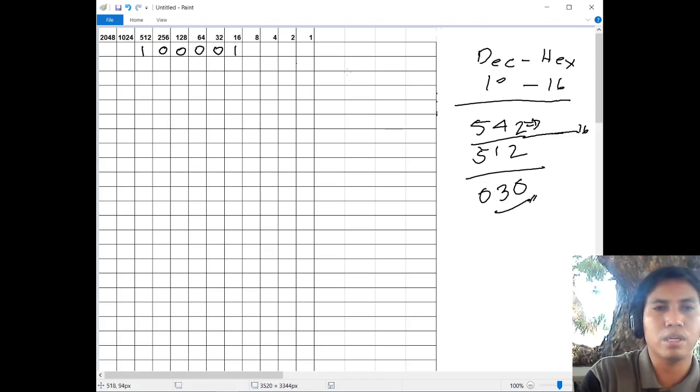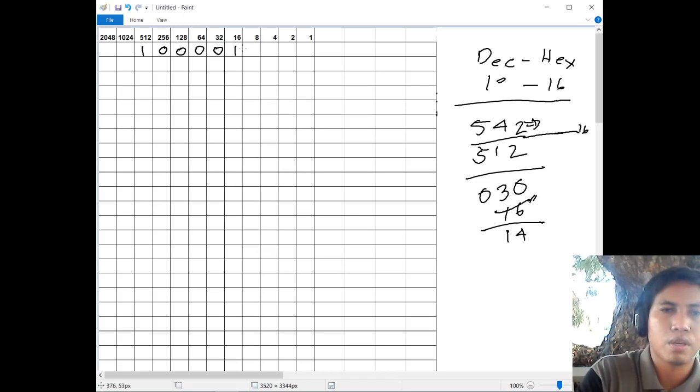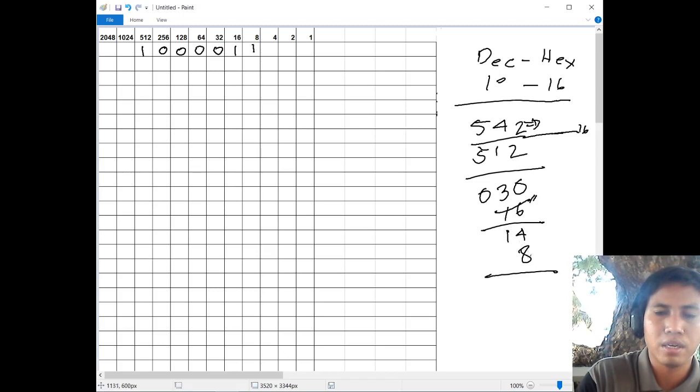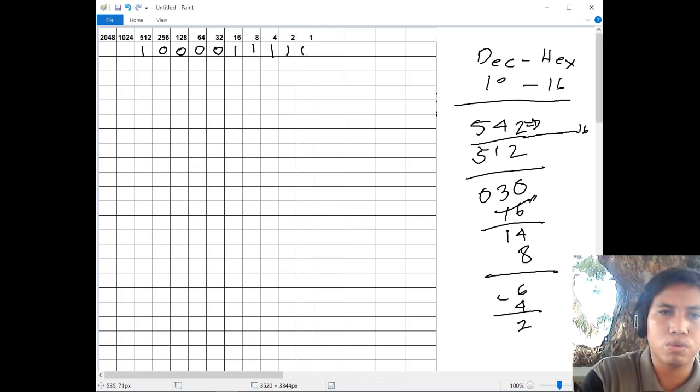Then we have 16. So 30 minus 16, that would be 14. Okay? So we have 8, which is less than 14. So 14 minus 8, that would be 6. Then 6 minus 4, that would be 2. And the last one is 2. So the rest is 0.